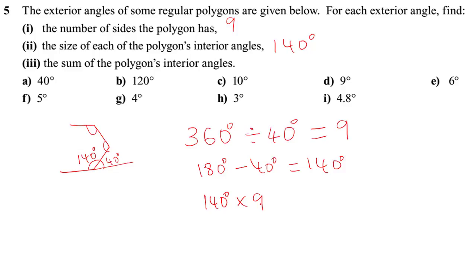Okay? So what I want to do now is to pause the video and do the very same thing with B, which is 120. Do the same thing with C, which is 10, and so on. So you are saying that the angle on the outside is 120. So where 40 is, you put 120. Where 40 is, you put 10. Where 40 is, you put 9. And you do the very same thing. Okay? So pause the video and try that now.